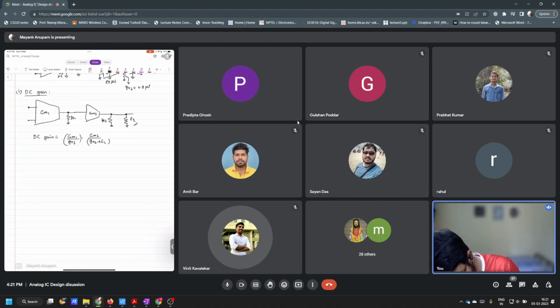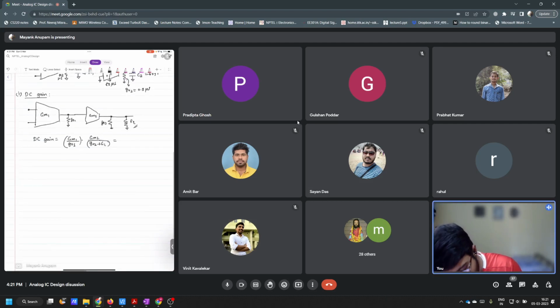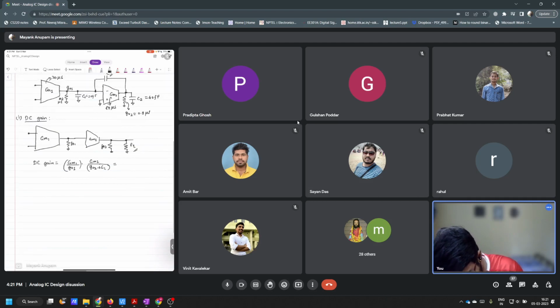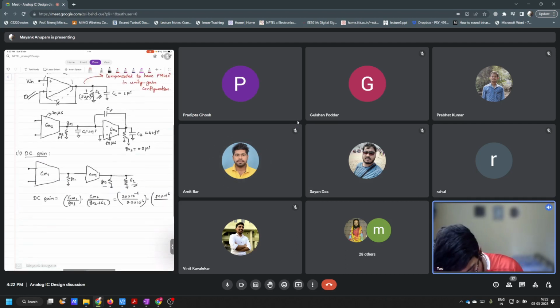Now tell me then, it doesn't matter what the value is, but let's say we want to calculate the value, because that is the whole fuss about, right? So what is GM1? 20 micro, correct. What is GO1? 0.2 micro. Cool. Now what is GM2? 80 micro. What is GO2 plus GL? 8 micro. Correct, because it is 0.8 micro, right?